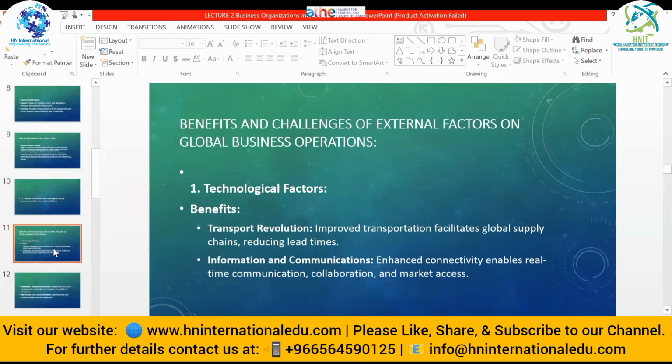The first benefit is about the technological factors. Transport revolution. Improved transportation facilitates the global supply chains, reducing the lead times. Definitely, when we're having a good transport system, supply chain system, this means we're going to have a reduction in the delivery process and the people are going to get happier. And in the same way, the producers as well.